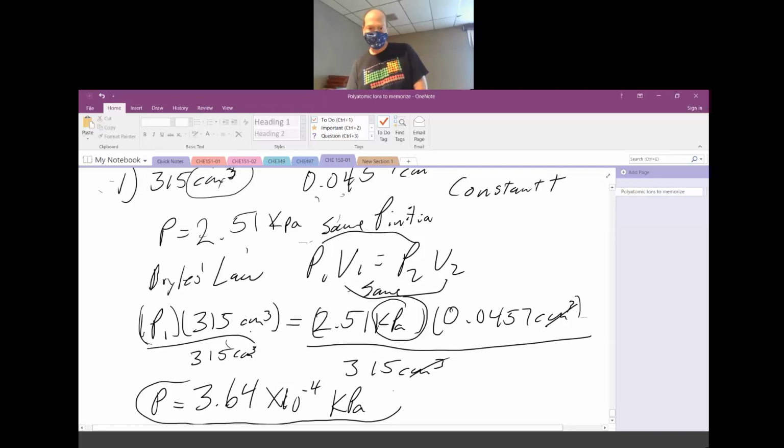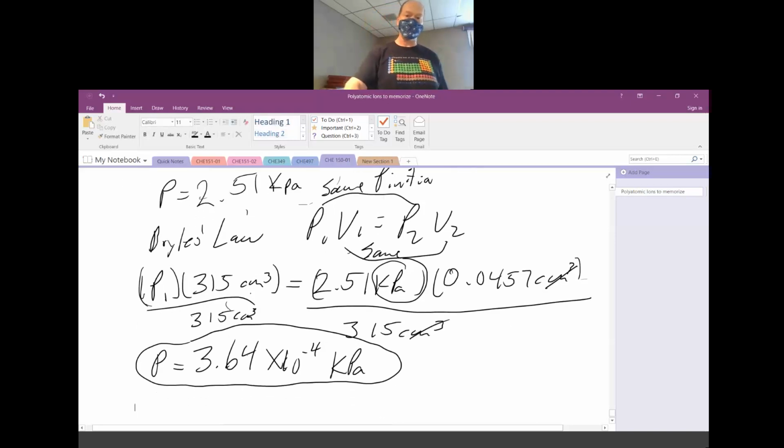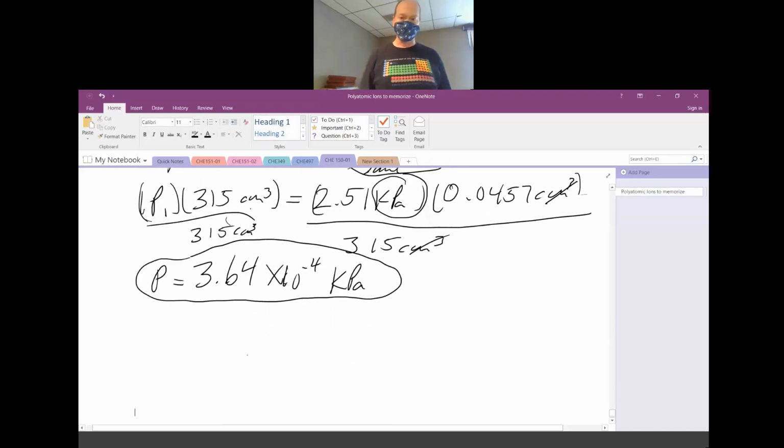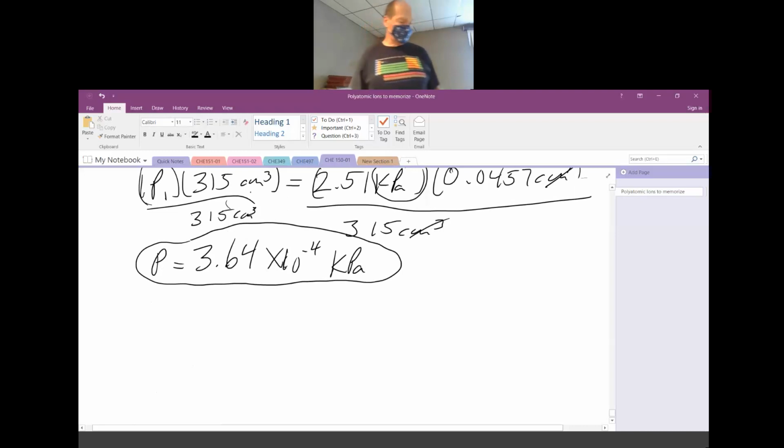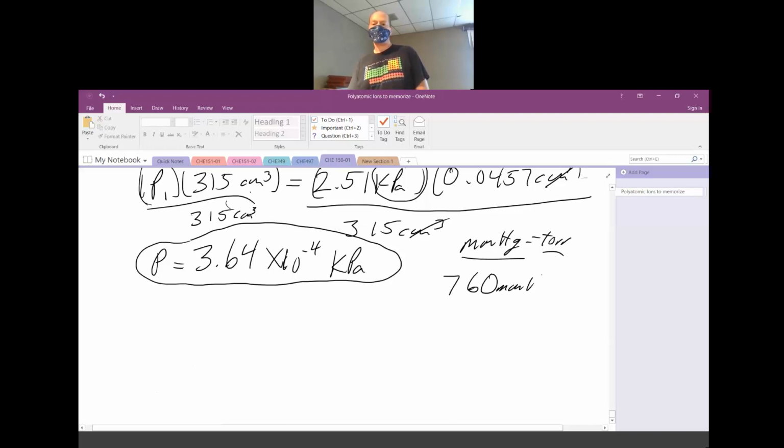And again, if there was another problem that said convert that to atmospheres, that conversion factor has to be given to you. What you do have to know is that a millimeter of mercury is the same as a torr. So if you see torr, that's a millimeter of mercury. And then 760 millimeters of mercury is 1 atmosphere. So you must know that. That's a perfect conversion, and it will not determine the number of sig figs in the question.